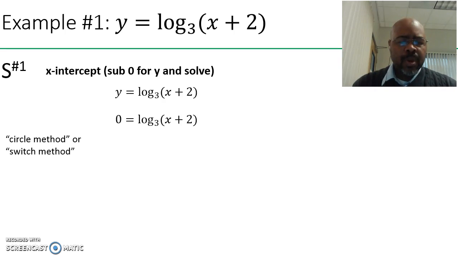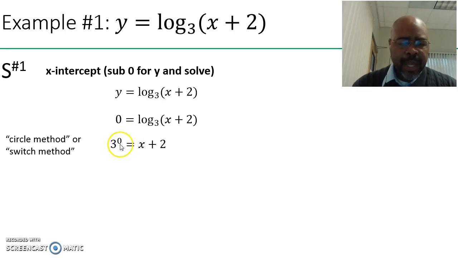Then what we do is we substitute the 0 in for the y. So now my equation reads 0 equals log base 3 of x plus 2. Now we can apply the circle method, or the switch method, as some people call it. And when we apply that, my base 3 becomes the base of my exponential function, because exponential functions and log functions are polar opposites of each other. So this 0 becomes my exponent, and this 3 becomes my base.